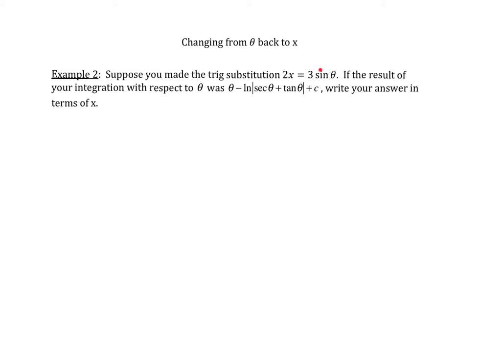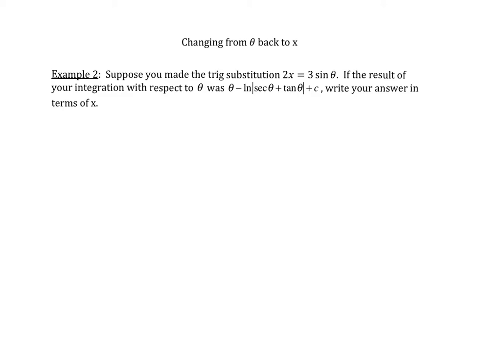All right. And let's say that after doing our integration with respect to theta, we end up with theta minus natural log of the absolute value of secant theta plus tangent theta plus c. We want to now take this answer and change it back to being in terms of x. So how are we going to do that?